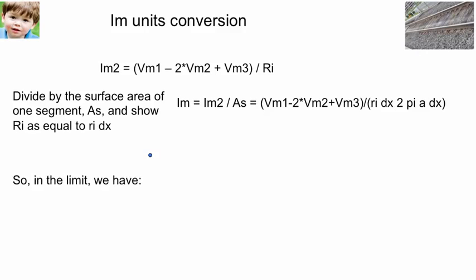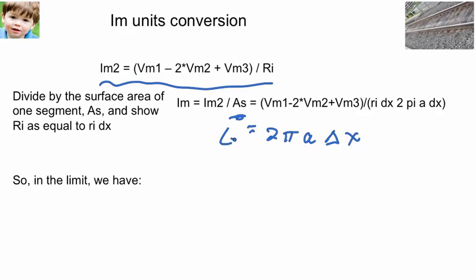We can get to the units we want simply by doing a division of the current that we found by the surface area through which it flows. So the way we do that is take our expression, divide by the surface area. Here it is right there. That's the surface area of an individual segment. The surface area, not the cross-sectional area. So that will be equal to 2 pi a times delta x, surface area.